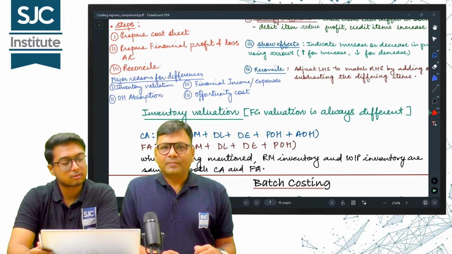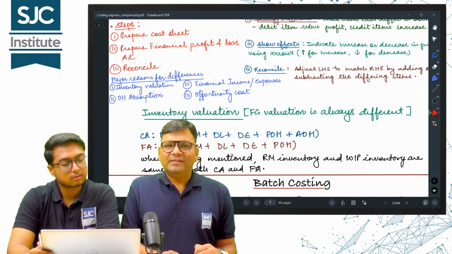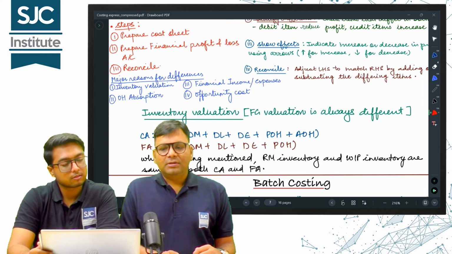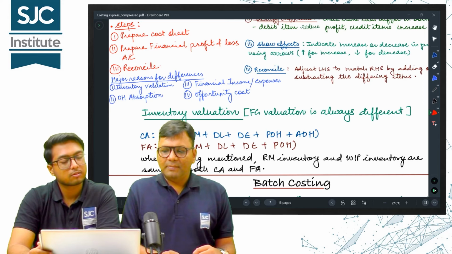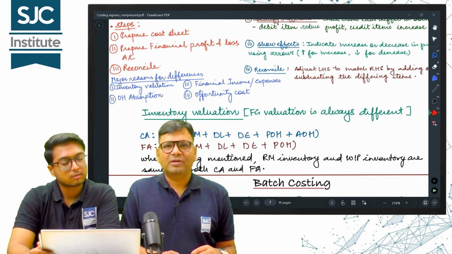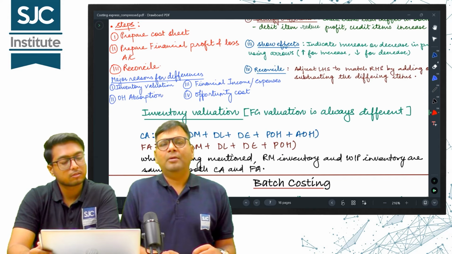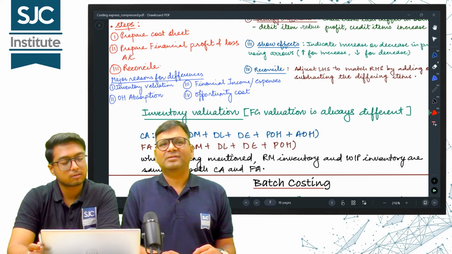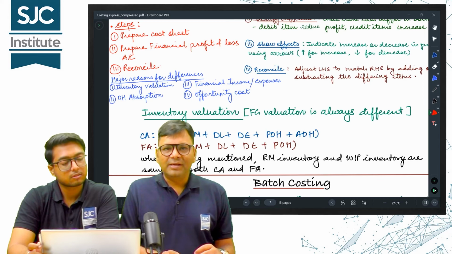If you further see the major items of differences in CA and FA, the items would be number 1, inventory valuation, number 2, overhead absorption, number 3, financial income or expenses which are not shown in CA, and opportunity cost which are not shown in FA. Normally in calculations, opportunity costs are not given. You majorly work on the first 3 items.